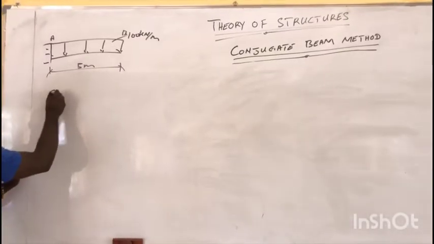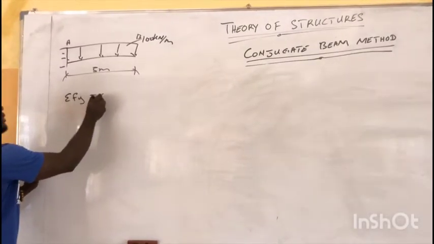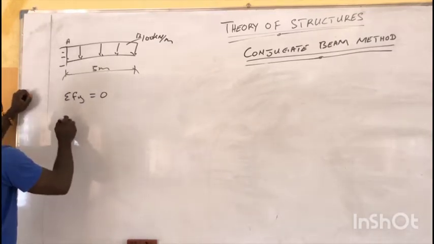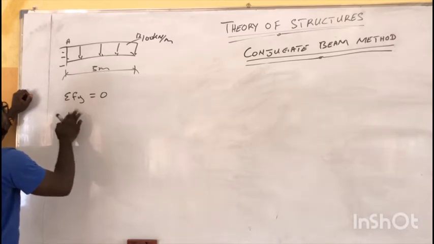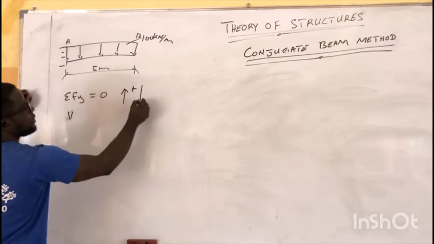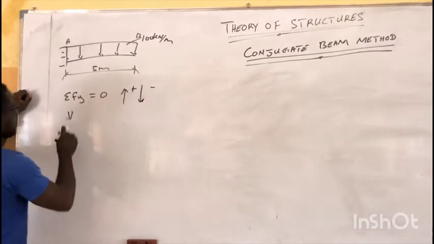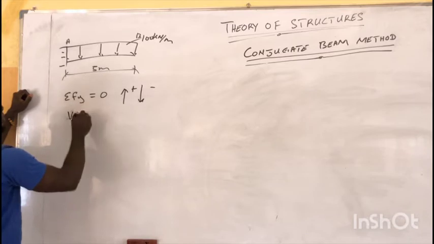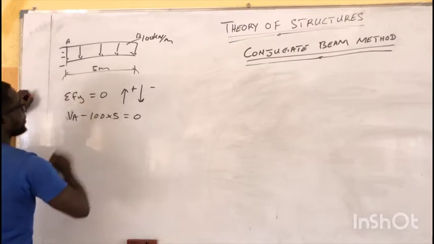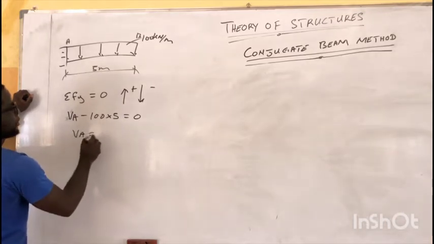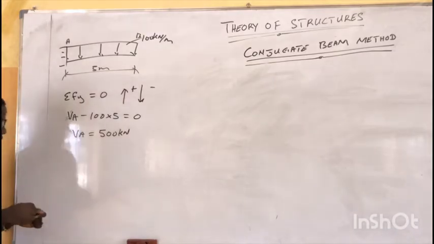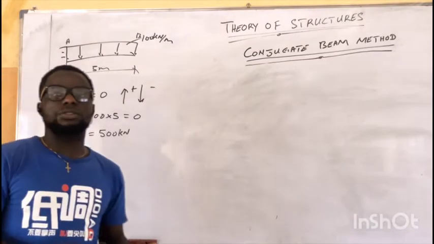Then summation of forces in the y direction equals 0. We have VA, with the convention that this is plus and this is negative, then VA minus 100 times 5 equals 0. So VA is equal to 500. So we have gotten the support reactions.